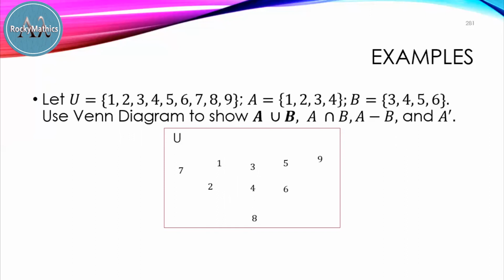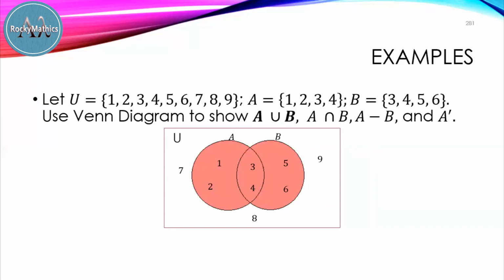Now, what is A union B? We are given the set A, 1, 2, 3, 4. So this is now our Venn diagram for A union B. As you can see, A here consists of 1, 2, 3, and 4, and set B consists of 3, 4, 5, and 6. So if we combine them using this Venn diagram, this is the A union B.